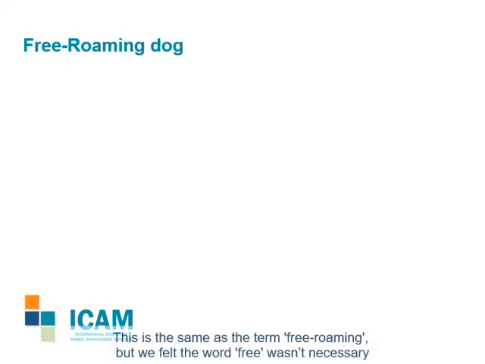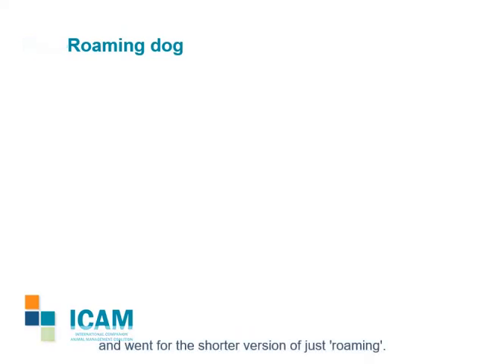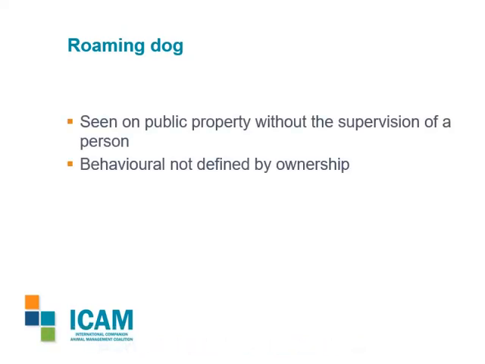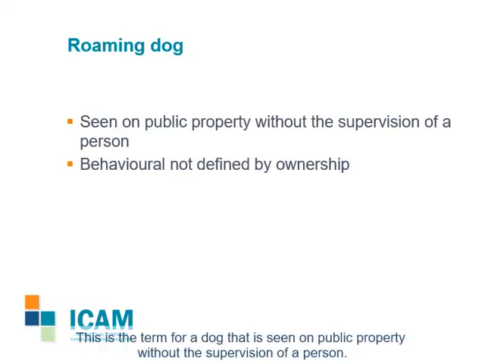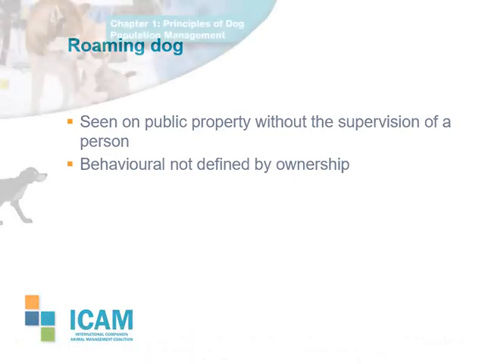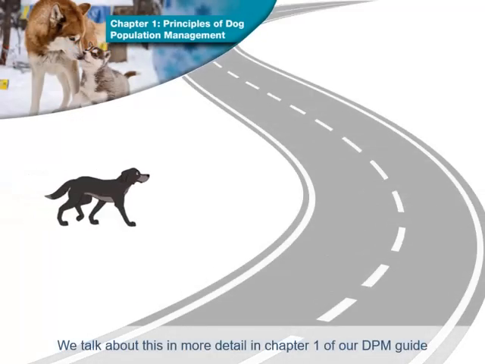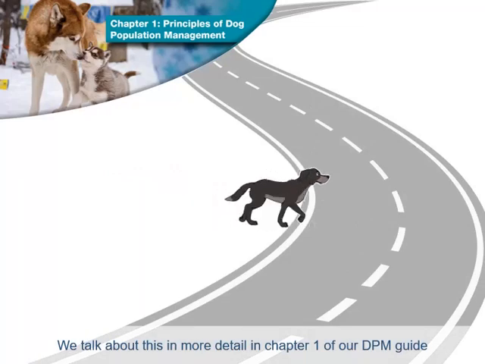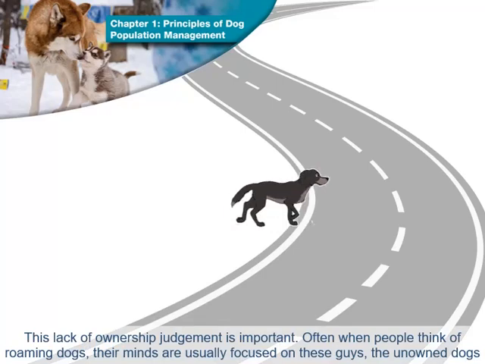This is the same as the term free roaming, but we felt the word free wasn't necessary, and went for the shorter version of just roaming. This is the term for a dog that is seen on public property without the supervision of a person. Importantly, this is purely defined through observation of the dog's behaviour and makes no judgment on its ownership. We talk about this in more detail in Chapter 1 of our Dog Population Management Guide. This lack of ownership judgment is important.